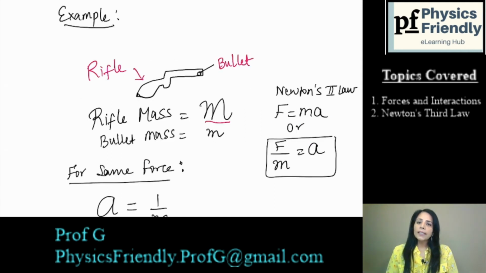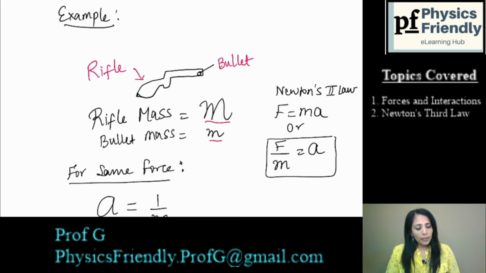So let's take an example of a rifle and a bullet as shown in the figure there. What we know about this is the rifle is obviously larger in mass compared to the bullet. So that's the reason I have this bigger mass and a larger looking M, and then I have the bullet mass which is smaller compared to the rifle, so it's a smaller m.